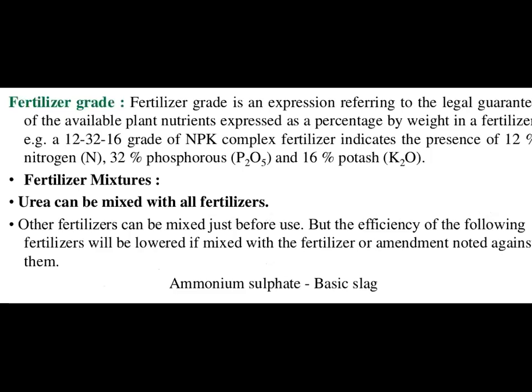Then fertilizer grade. Fertilizer grade is an expression referring to the legal guarantee of the available plant nutrients, expressed as a percentage by weight in fertilizer. For example, 12:32:16 is a fertilizer grade of NPK. That means it indicates the presence of 12% nitrogen, 32% phosphorus, and 16% potash.